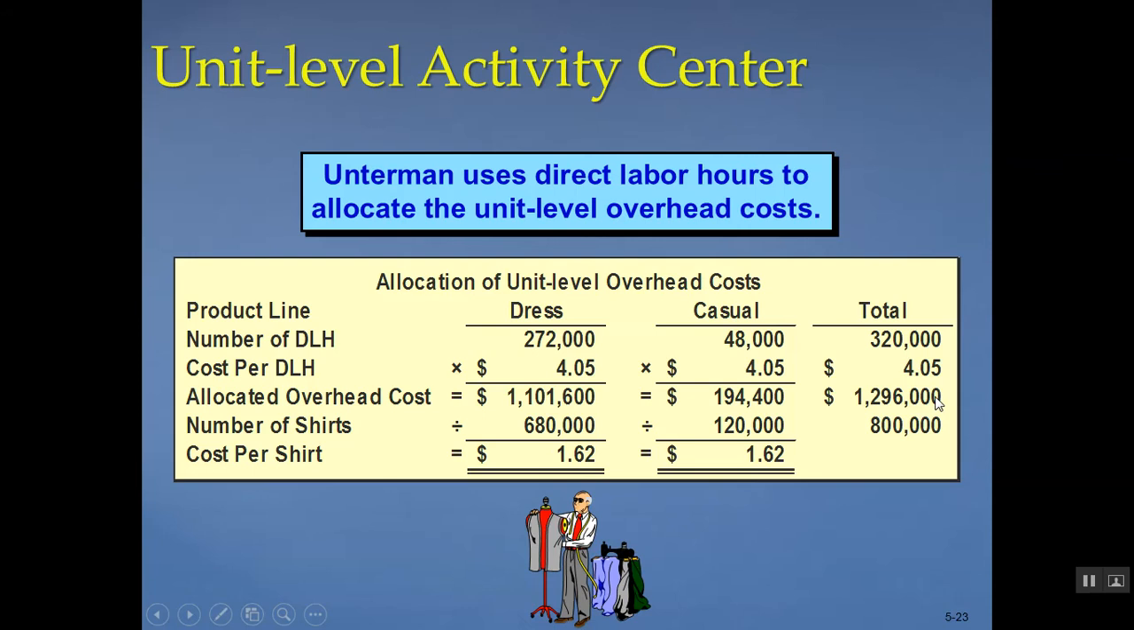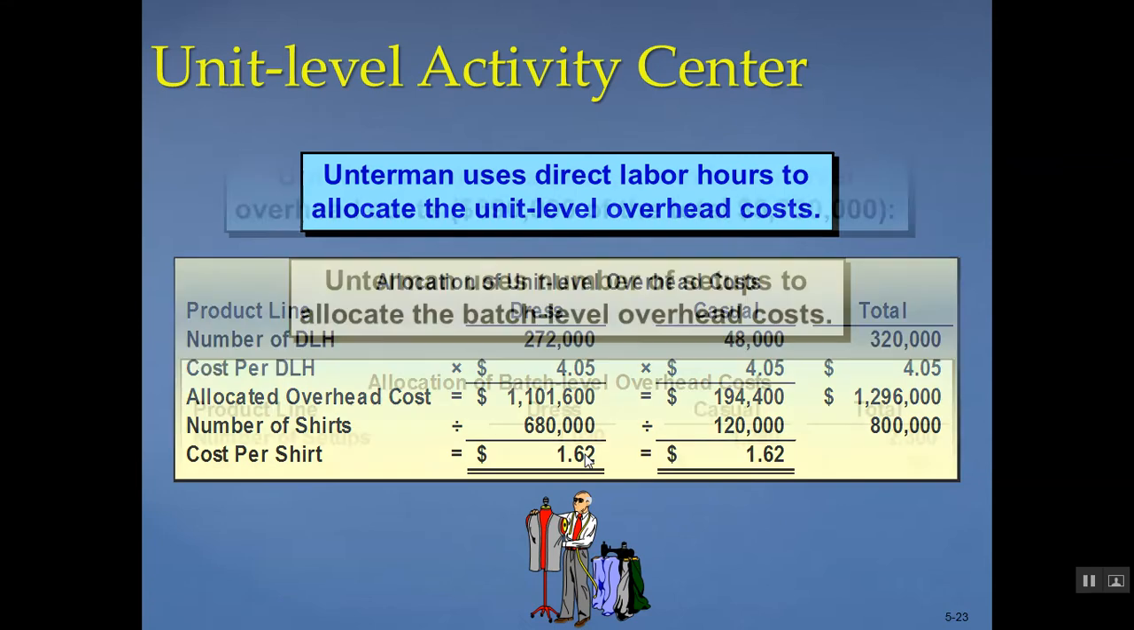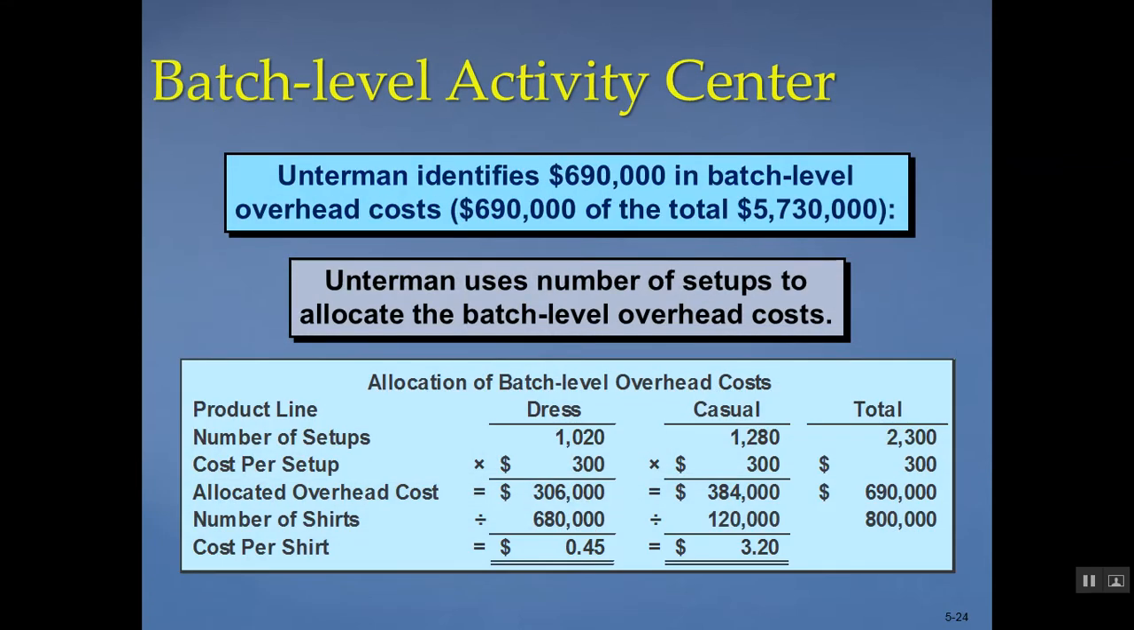In order to come up with a cost per shirt that's different than the allocated cost, we would take the overhead divided by the number of shirts to come up with a cost per shirt of $1.62. Then you would do the same thing for each individual activity. So here's the batch level.